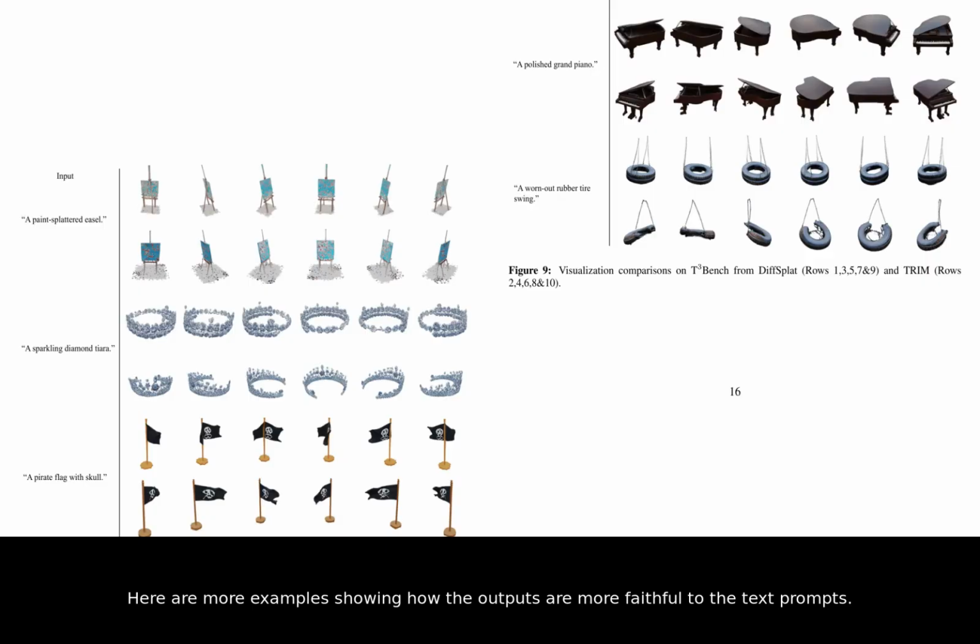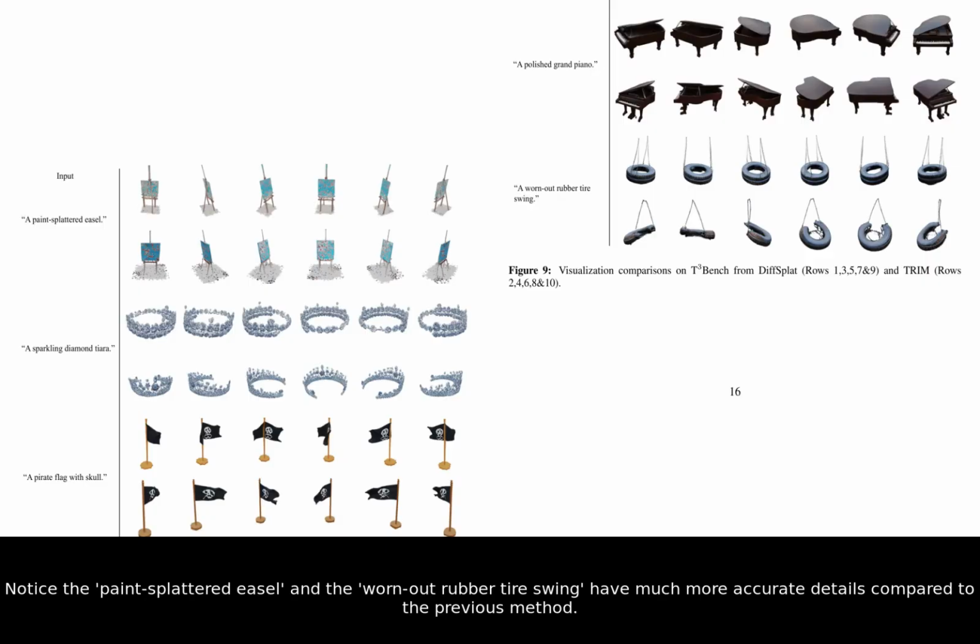Here are more examples showing how the outputs are more faithful to the text prompts. Notice the paint-splattered easel and the worn-out rubber tire swing have much more accurate details compared to the previous method.